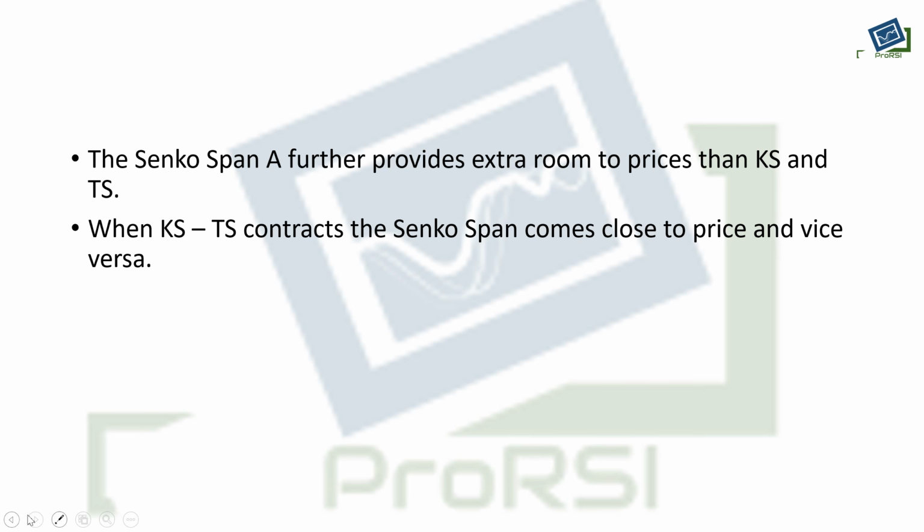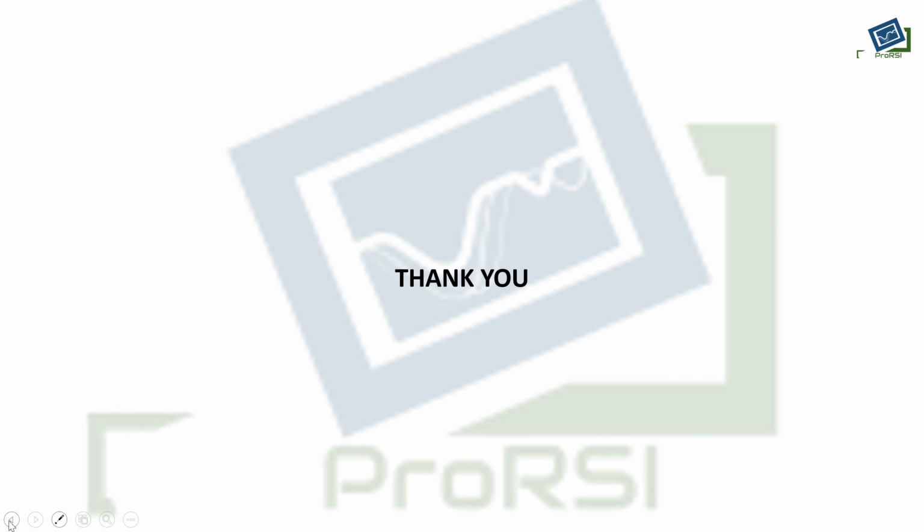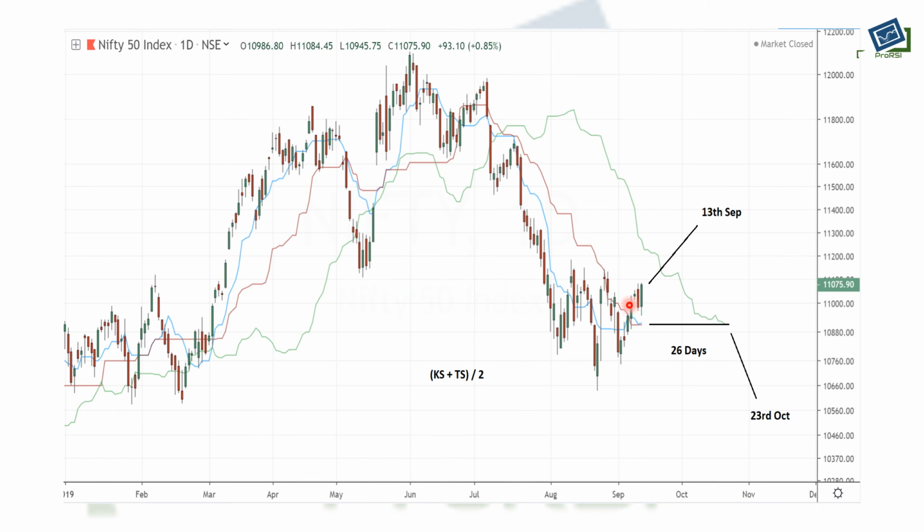When the KS and TS contract, the Senkou Span comes close to the price, and vice versa. This is another important observation you have to make here. When the KS and TS are contracting, the Senkou Span A comes closer to the price, but when they expand, it moves farther from the price. What is the significance of this observation?